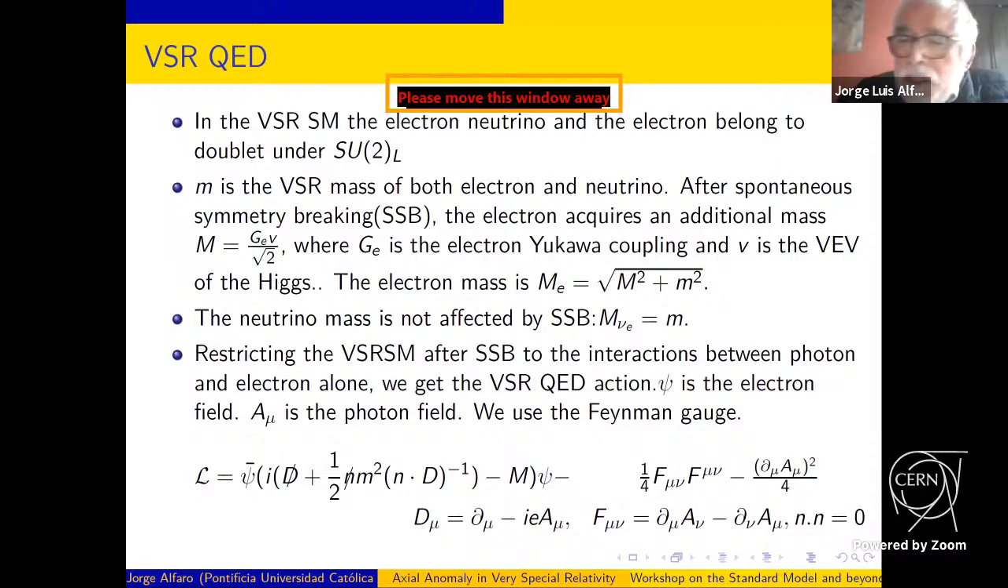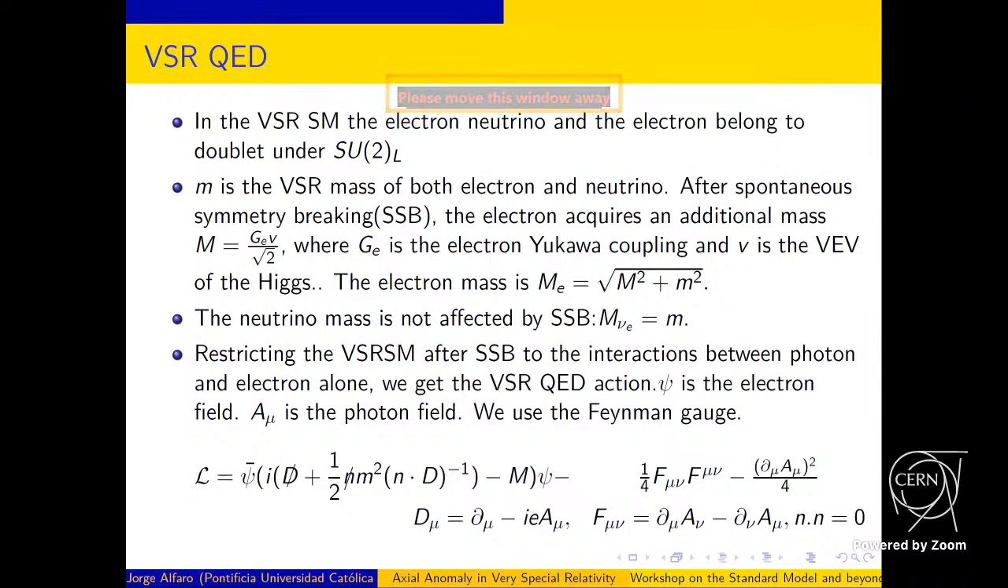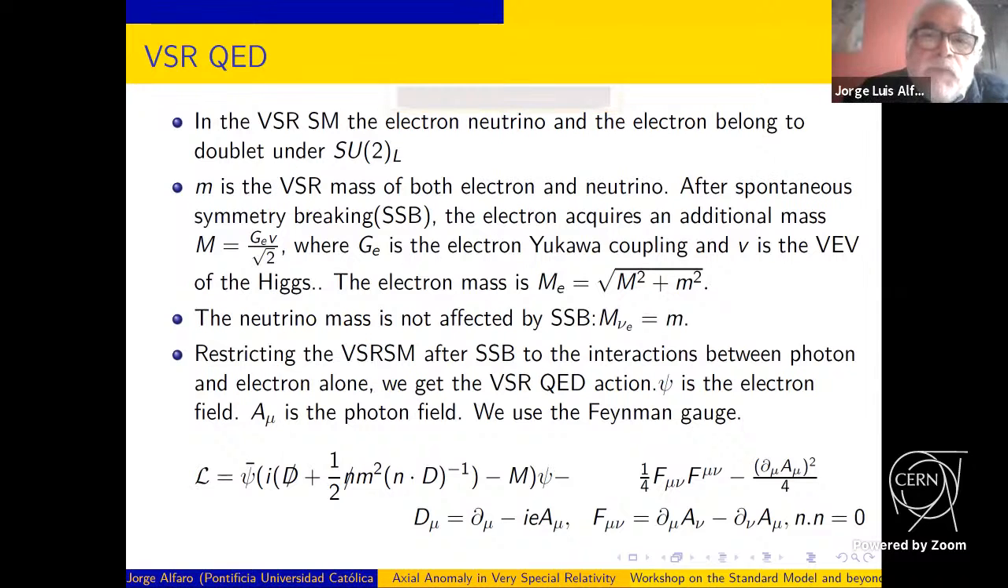Now we see what VSR Quantum Electrodynamics is. It is simply restricting the Very Special Relativity standard model to the electron neutrino and the electron, and the interaction of the electron or any charged particle.